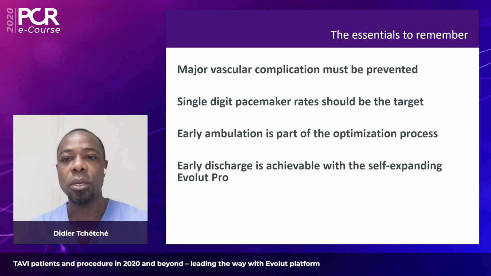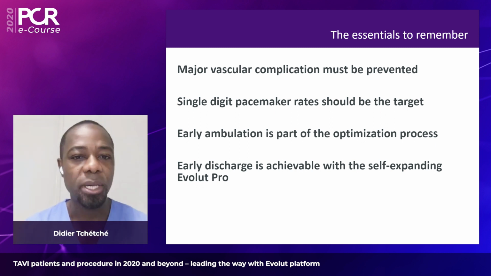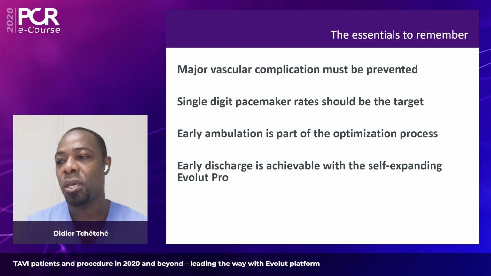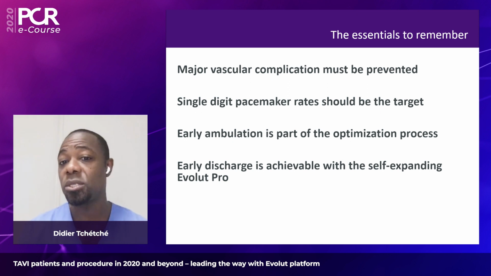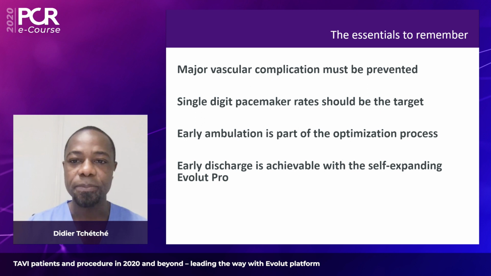To conclude, to remember very simply, major vascular complication must be prevented in a contemporary way if we aim at early discharge for our patients. Single-digit pacemaker rates should be the target because it's achievable with the cusp overlap technique. It has to be a modification of the technique that we all master, and we have to keep it safe, 1 to 3 millimeters below the annulus to avoid pop-ups, for example. Early ambulation, in my opinion, is part of the optimization process, and early discharge is clearly achievable with the self-expanding Evolut PRO or Evolut R XL platforms.